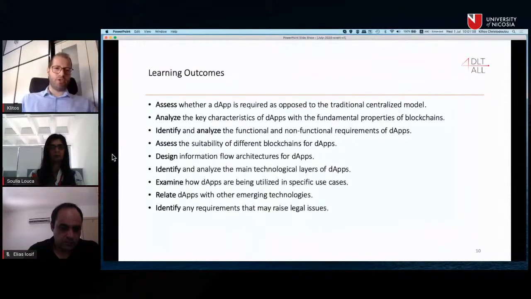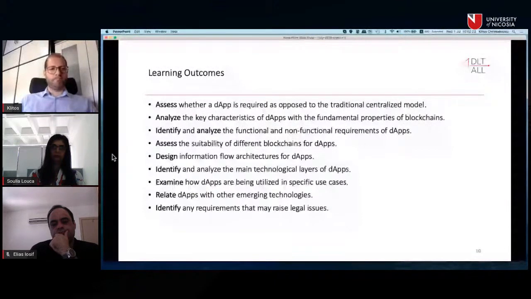which is, as mentioned, to compare the decentralized way of developing applications with the traditional centralized model, to analyze the various characteristics and properties of blockchains and ways to optimize them, to assess with the use of various use cases how suitable blockchains are in developing decentralized applications, and examine how useful decentralized applications are in various scenarios.